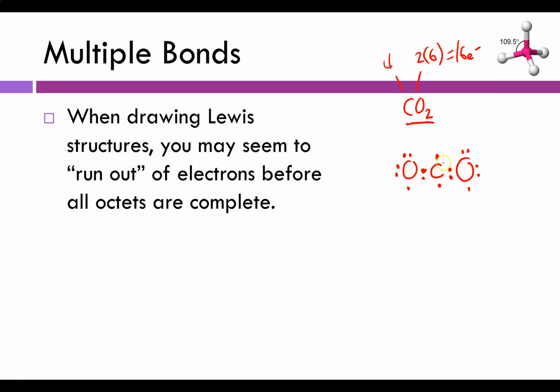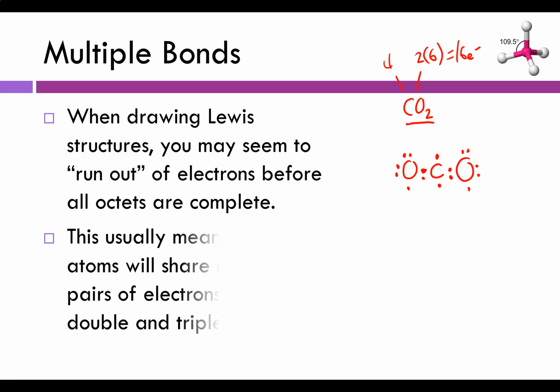Those are all 16 electrons, but I haven't completed a single octet. I only have 7 around each oxygen. I've got 6 around carbon. This is what I mean by it seems like you've run out of electrons. I haven't completed any octets yet, but I don't have any additional electrons to plop down in my Lewis structure. That is almost a surefire sign that you need a multiple bond, be it a double or a triple.